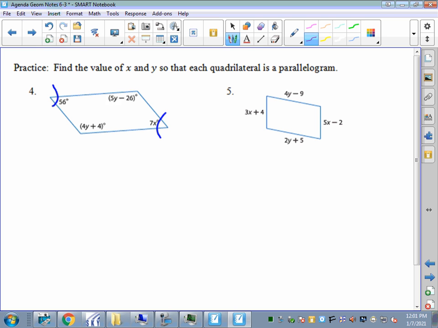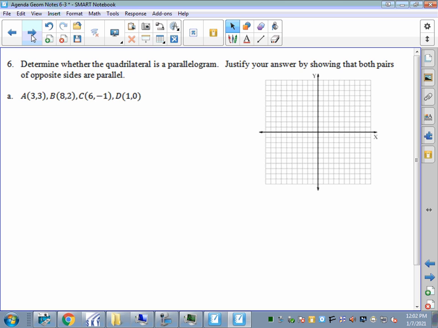And I know that this obtuse angle right here has to be congruent to that obtuse angle. I've got myself an easy setup, and I can solve for x and y pretty quickly. Number 5, opposite sides, both pairs have to be congruent. Please let me know if I skipped over too many examples, but I feel like you know what you're doing.